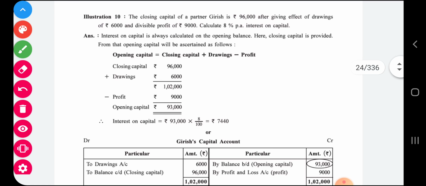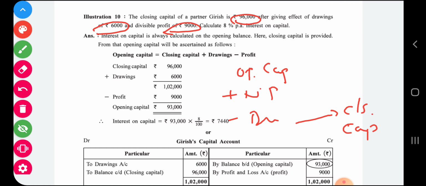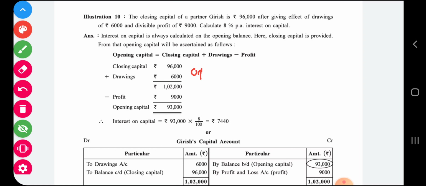Okay, opening capital is equal to closing capital plus drawings minus profit.